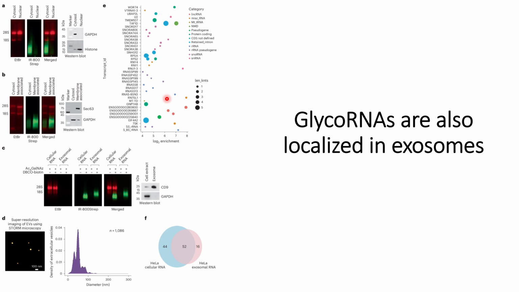Thereafter they also did the sequencing for the cellular RNAs, and they found stark similarities between HeLa cellular RNAs and exosomal RNAs. Around 52 RNAs are found common in both of these conditions. So this together indicates that most of these GlycoRNAs are mainly transported or transferred to these exosomes, and this is what they came up with from the results presented in this figure.